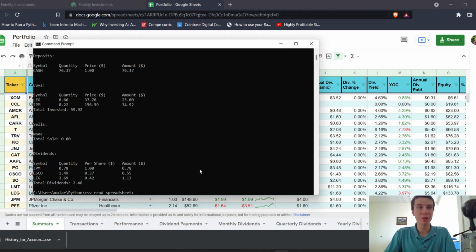So it looks like the script has finished running, and this month we deposited $76.37 of cash, and that is because we got some credit card rewards.